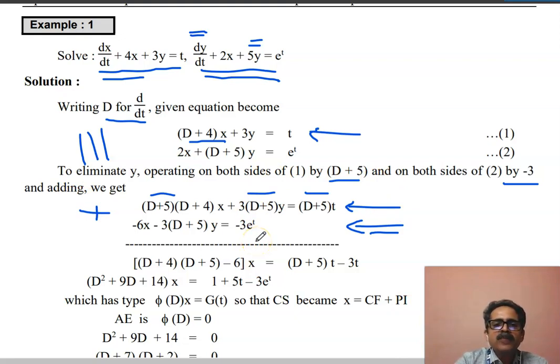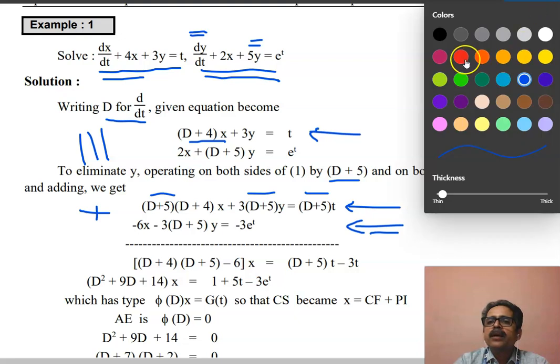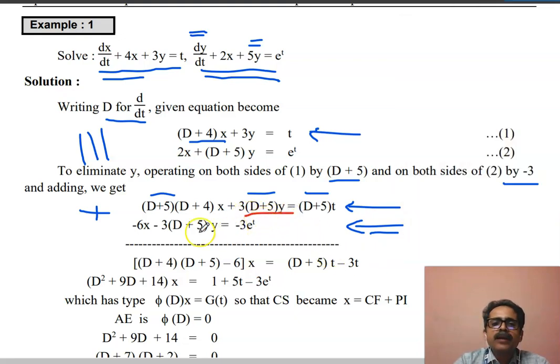What will be cancelled? Y will be cancelled. Fine, because you can see, I can show how the y will cancel. See here, this contains y, this also contains y. Both are with opposite sign. This is a plus sign, this is a minus sign. So these two will get cancelled, and the new equation will contain no y, only x and t.